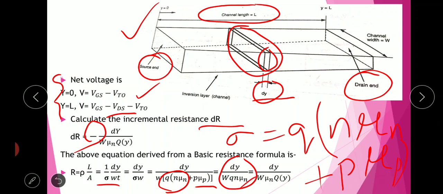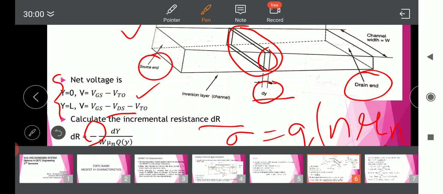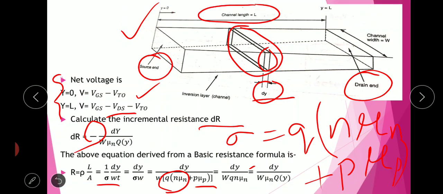qn mu n. So in the next equation we write dy by w mu n q of y. Here q into n, the charge into number of electrons, is considered as charge density. Because of that, we write here q of n.